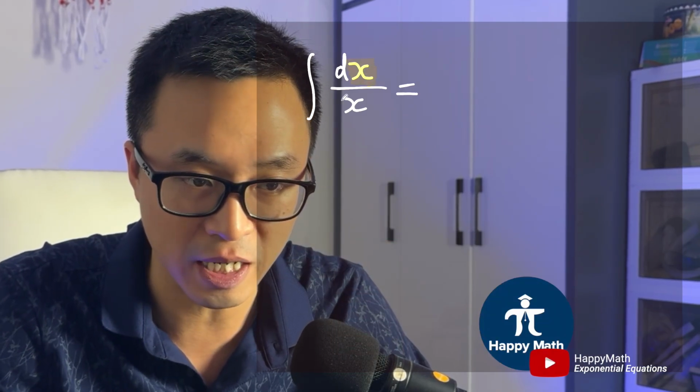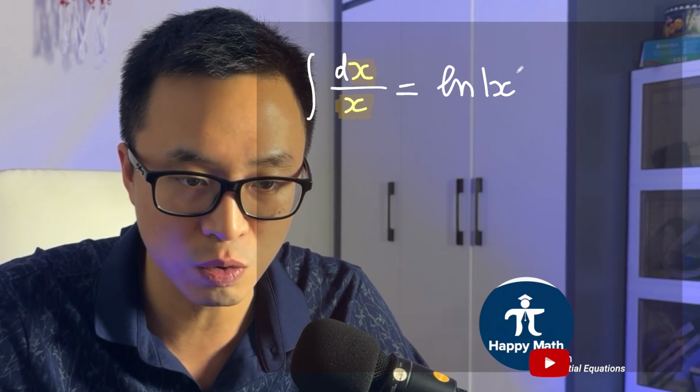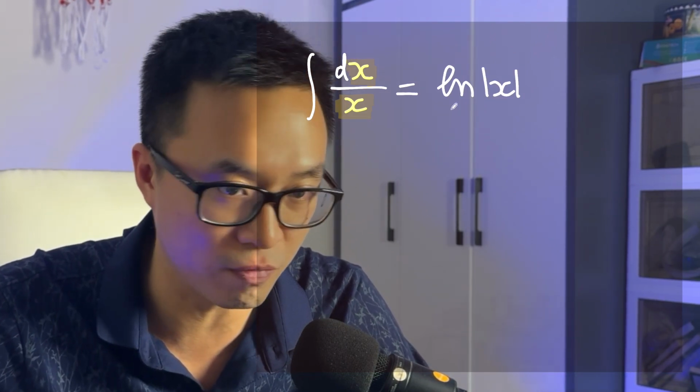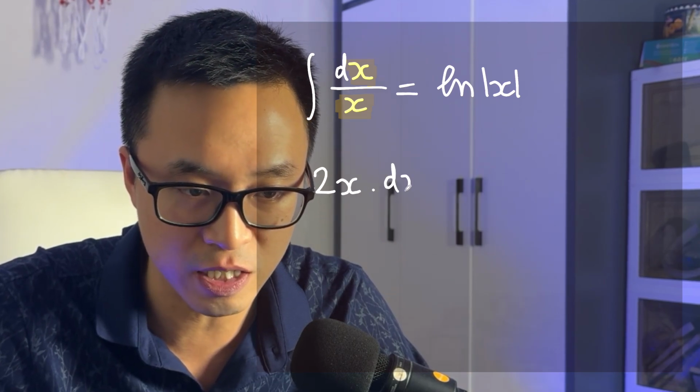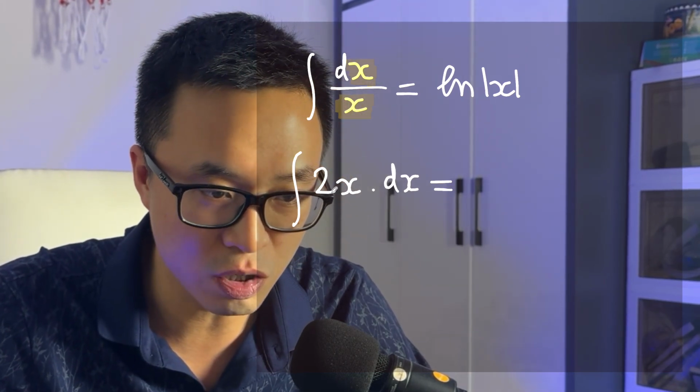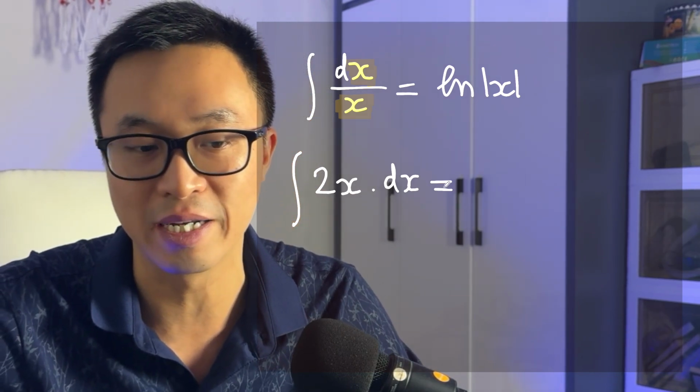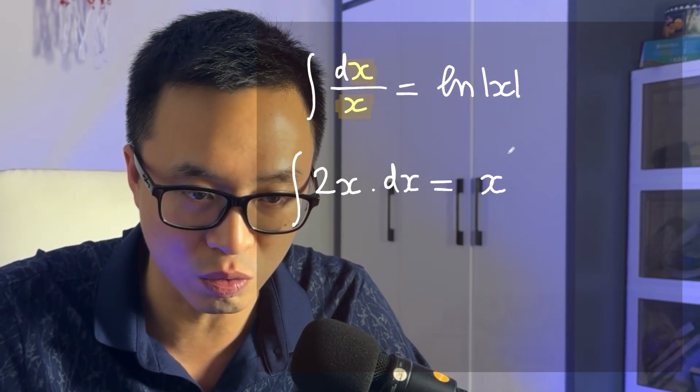Here we have x, and this one is also the same. The result of this integral will be ln of the absolute value of x. The next thing I want to solve is the integral of 2x dx here. You can see that the integral of 2x multiplied by dx will be equal to x squared.